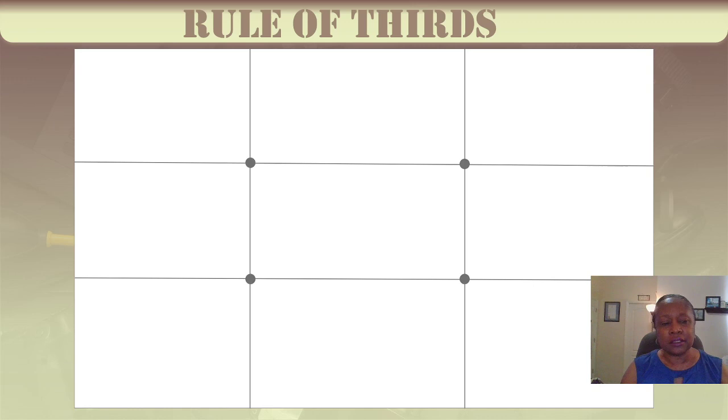Okay, so let's pick up where we left off, the rule of thirds. This is one of the first things we learn in photography classes. What it does is it helps us to create balance and interest in our photography. And just like other rules, this one is meant to be broken.